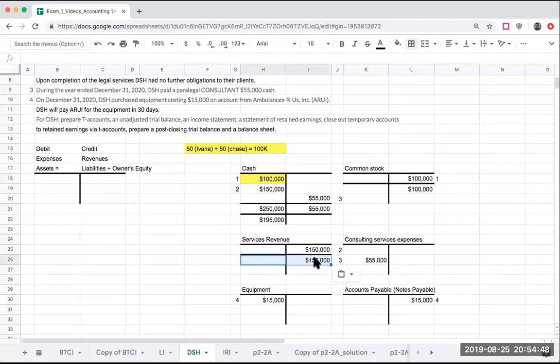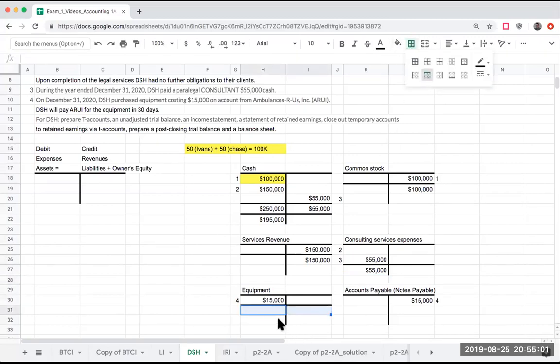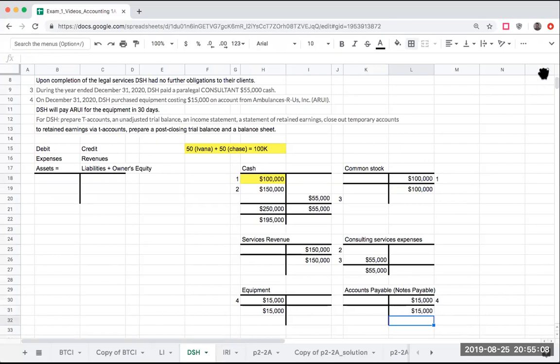Has an ending balance here of $150,000. My consulting services expense has an ending balance here of 55. And my equipment right here has an ending balance of 15,000. And for accounts payable, I have an ending balance of 15,000. So all I've gone through is basically adding up each one of these individual T accounts, and now I'm ready to make my trial balance.